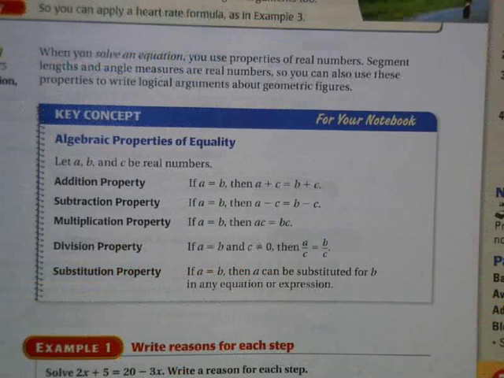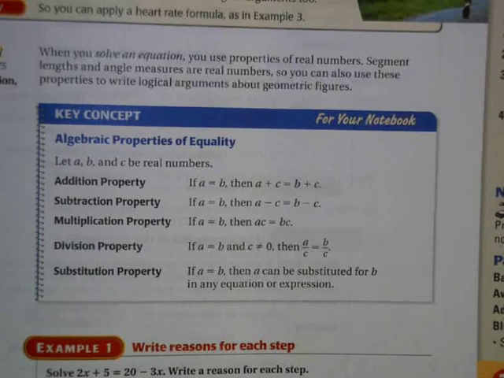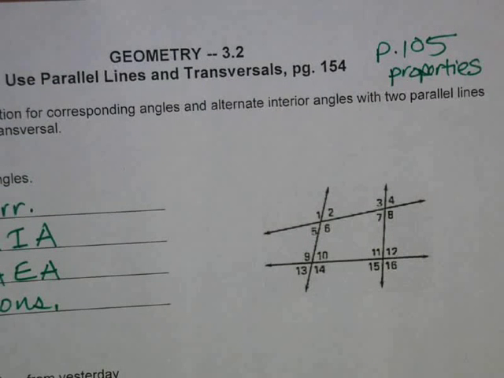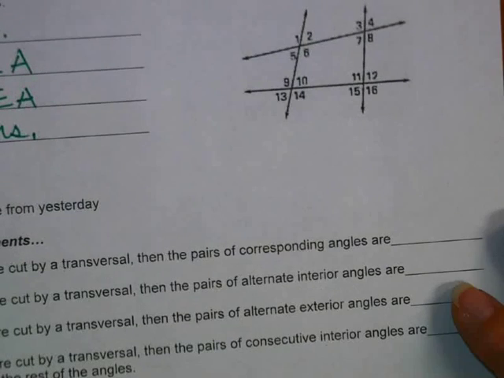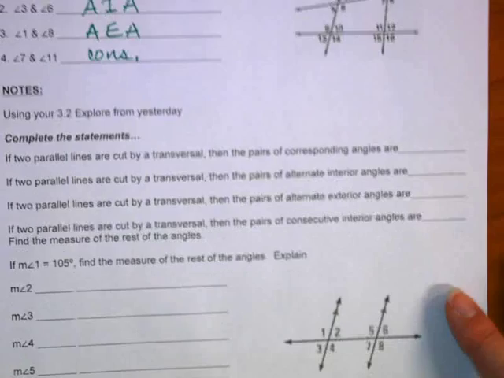There are the algebraic properties of equality. That is on page 105, in case you can't remember the name of it. I'm not going to be super picky that you name it properly, but there might be some mention of it. Using your 3.2 Explorer from yesterday, we don't even need to really do that. We could.